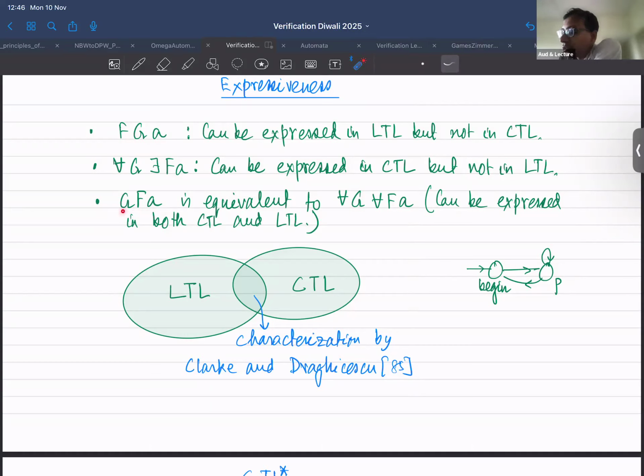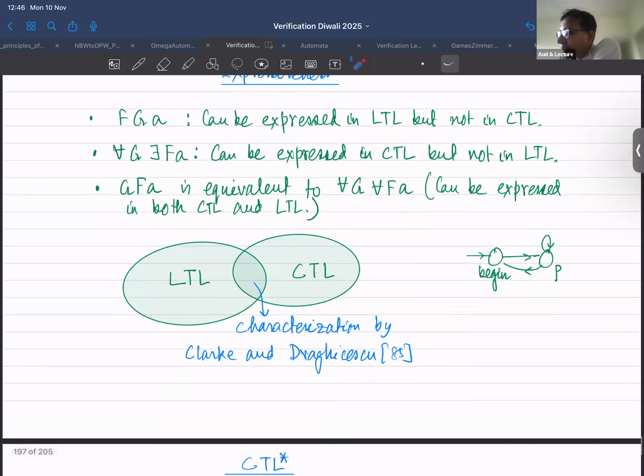And one can indeed show that GFA is equivalent to this, and this can be expressed in both LTL and CTL, and so this is how LTL and CTL look like.